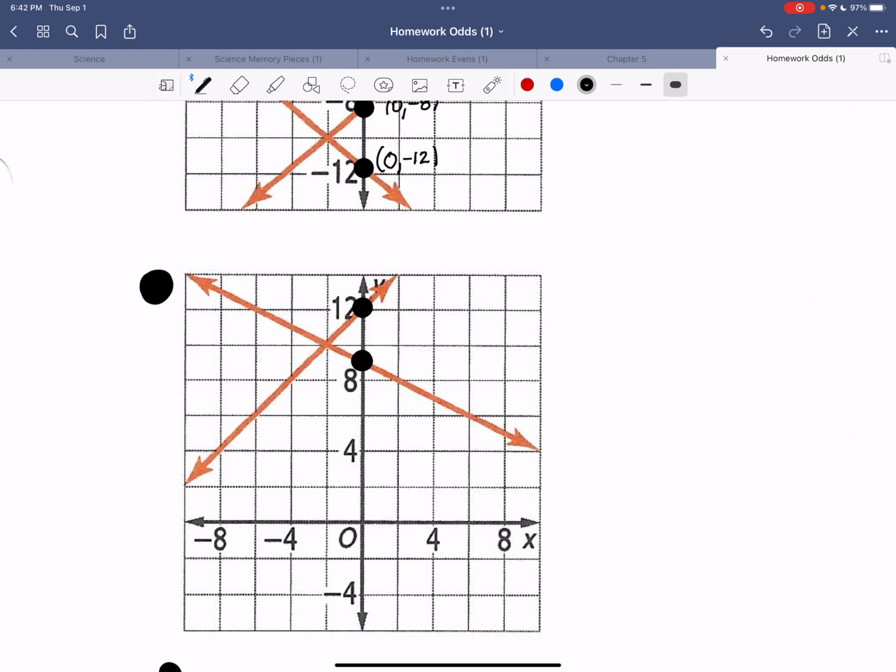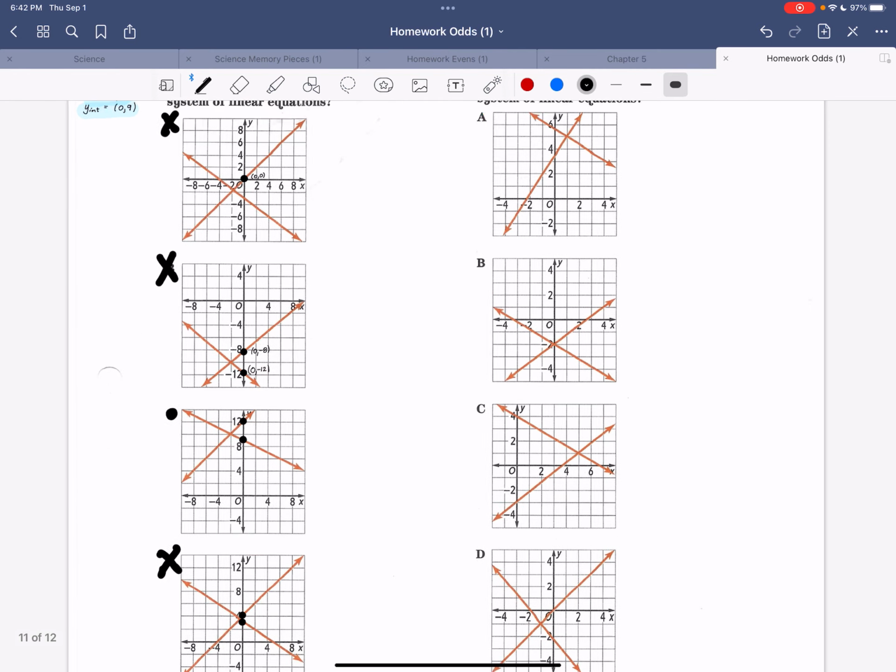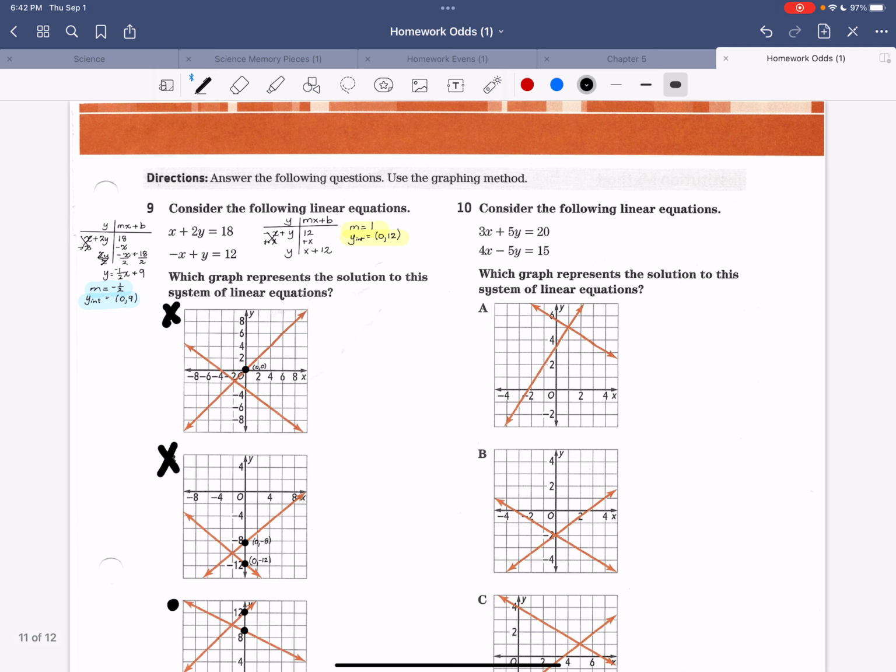Let me look at their answer and see how they approach that. This is number 9. Okay. They did not approach it this way. Oh, their way is better.